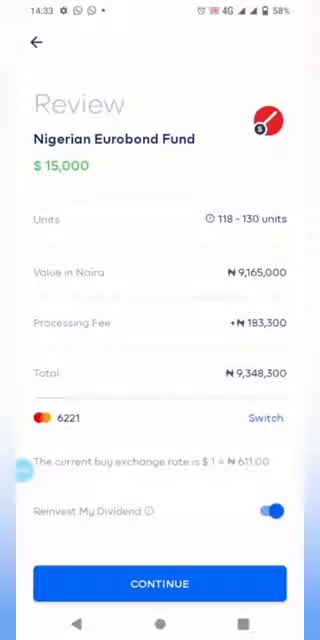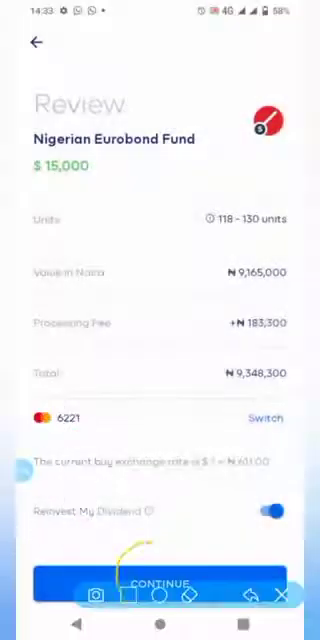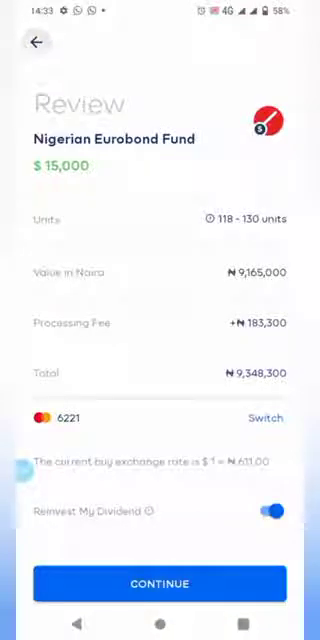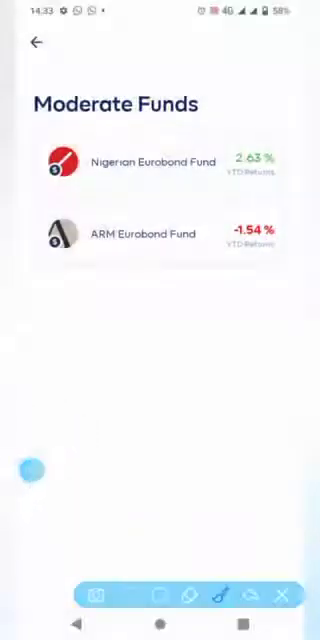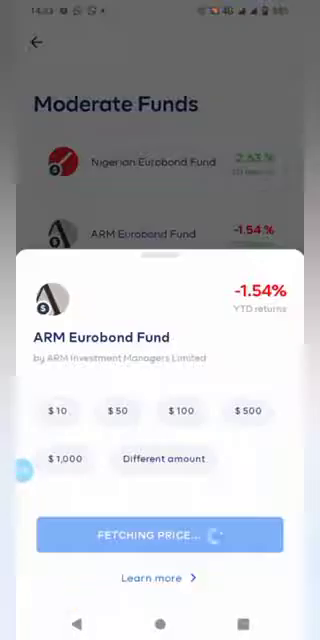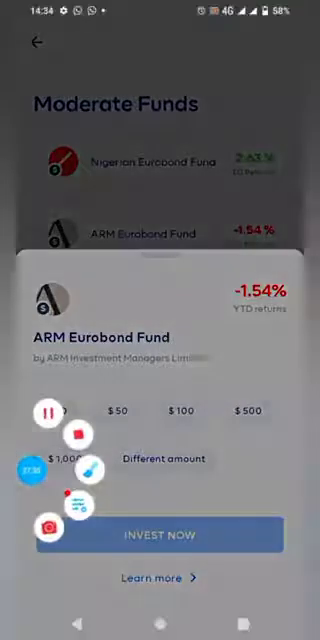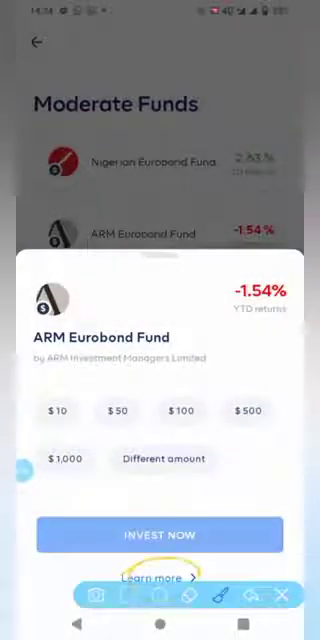Once you're done, you click on continue, and then the system tells you congratulations, you have just bought yourself a Eurobond. Back, let's click on the back button right here. Now there is another Eurodollar fund here. Let's take a look at it. This one is the one by Eurobond. So we're gonna click on learn more. Let's learn more about this.